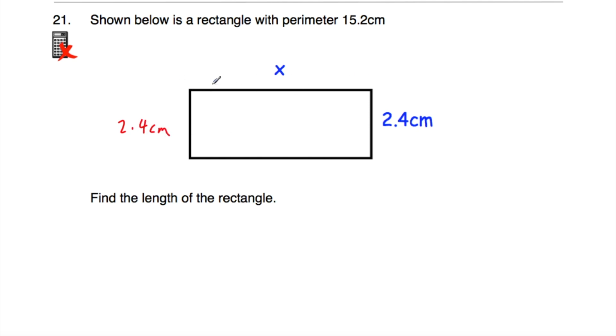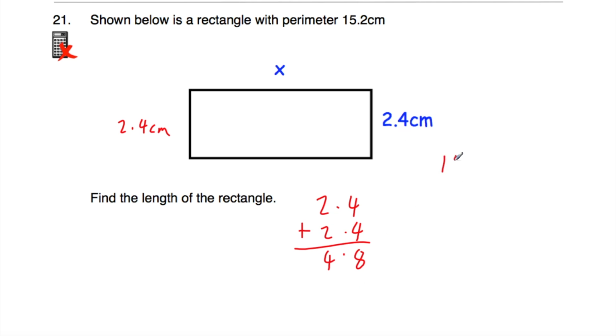So if I want to find this length, what I'm going to do is 2.4 plus 2.4. If I do 2.4 plus 2.4, that'll tell me the length of those two sides. And then if I take that away from the whole perimeter, what's left would be the length of these two sides. And then I could half it to find the length of that side. So let's do 2.4 plus 2.4. 4 plus 4 is equal to 8, and 2 plus 2 is equal to 4. So 2.4 plus 2.4 is equal to 4.8.